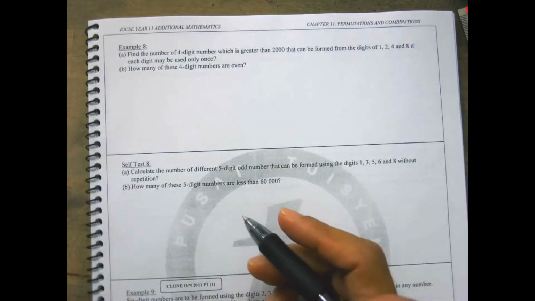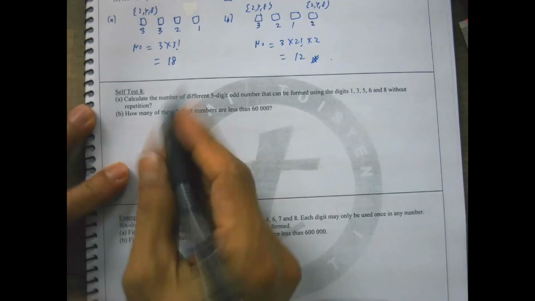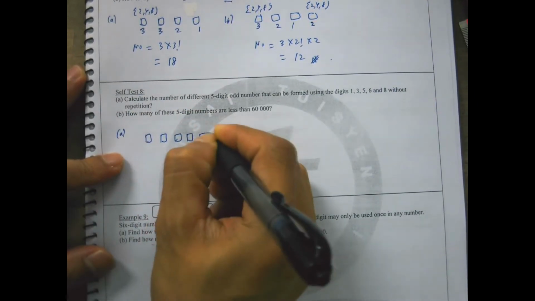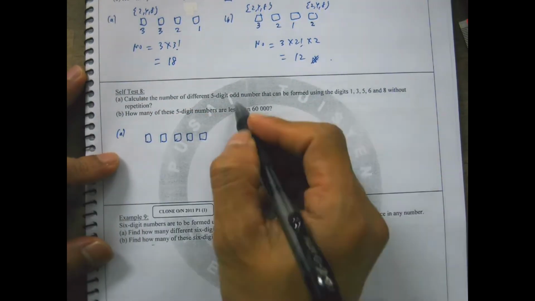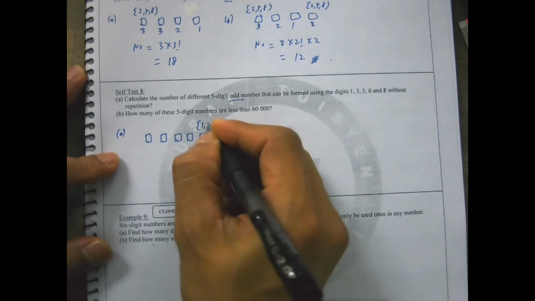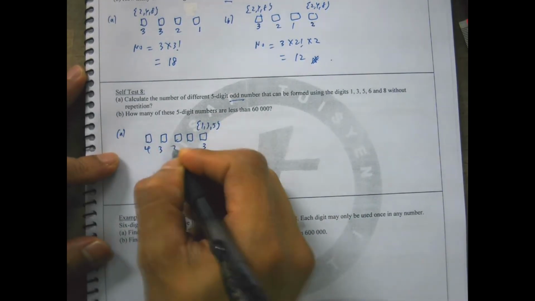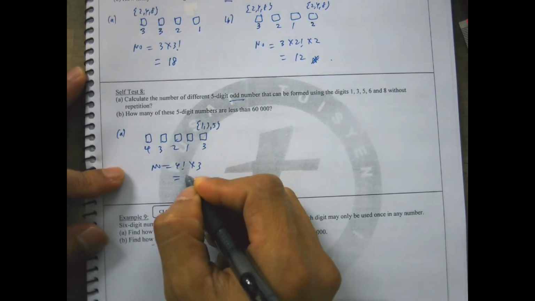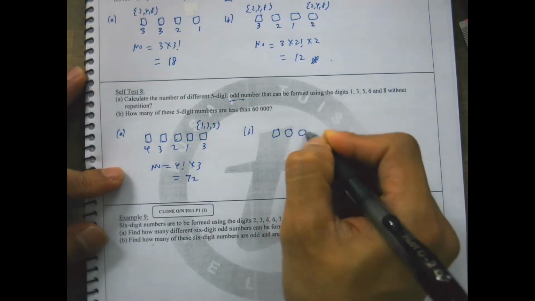Okay, next. Find the number of 5-digit numbers, 1, 2, 3, 4, 5. It must be an odd number. Odd number means 1, 3, 5. Okay, so there are 3 here. 4, 3, 2, 1. So we can write 4 factorial times 3. 24 times 3, 72.